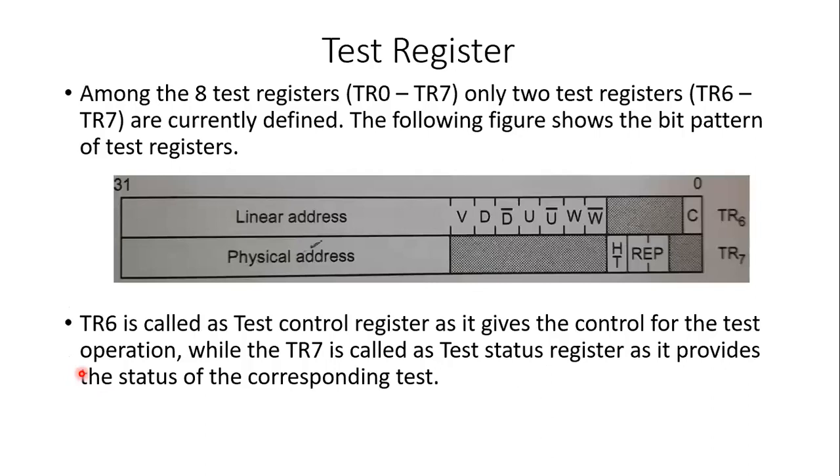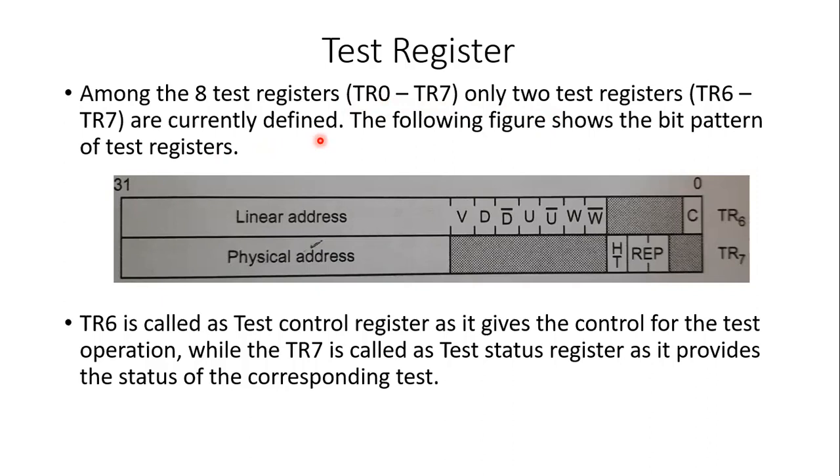Then are the test registers. There are test registers TR6 and TR7. These test registers are 32 bits, bits 0 to 31. Among the 8 registers DR0 to DR7, only 2 test registers are currently defined. This means DR0 to DR7 are not test registers, and the test registers currently defined are TR6 and TR7.